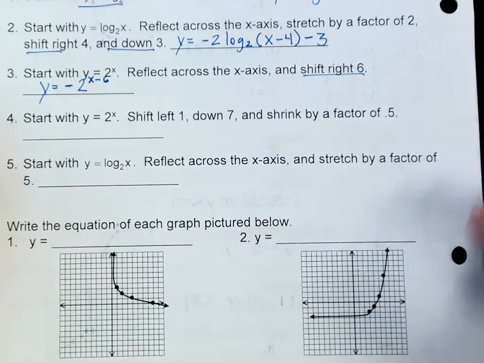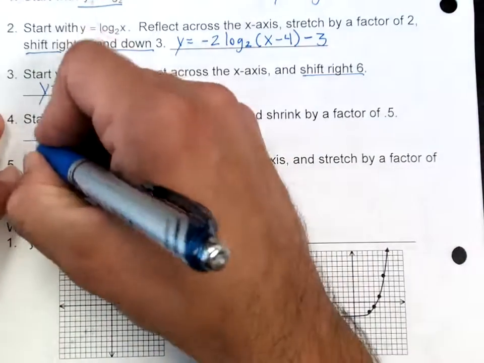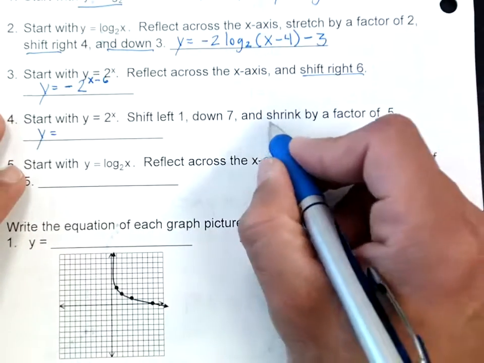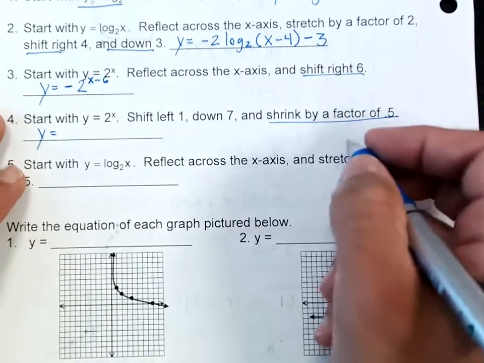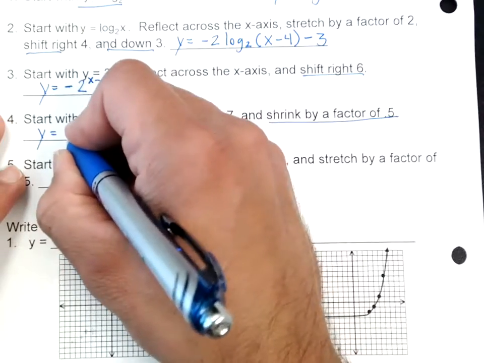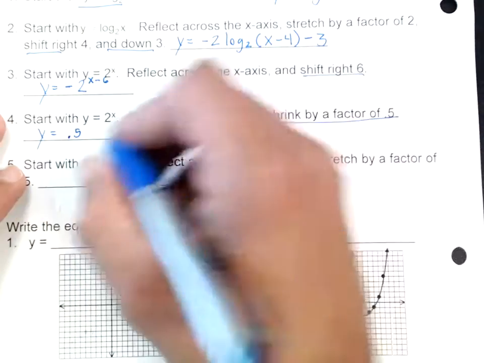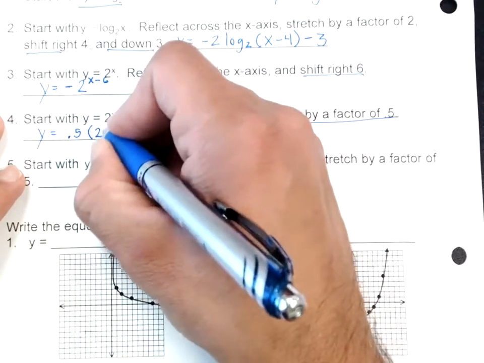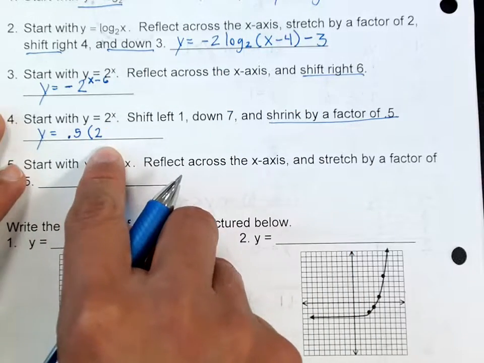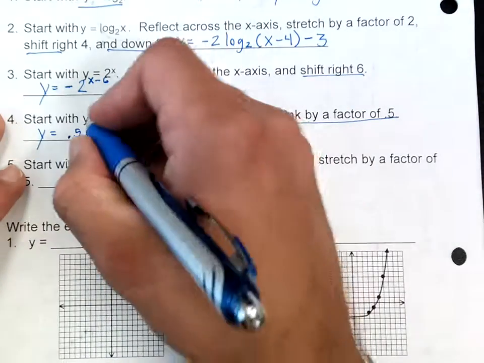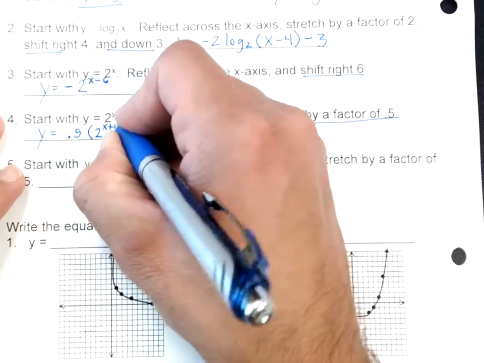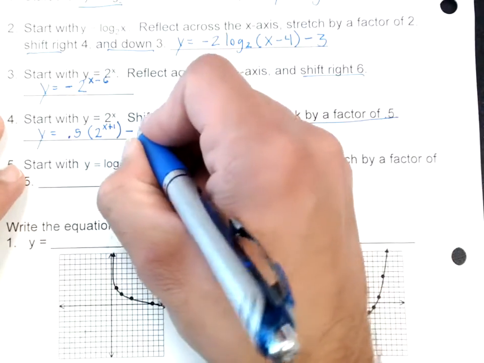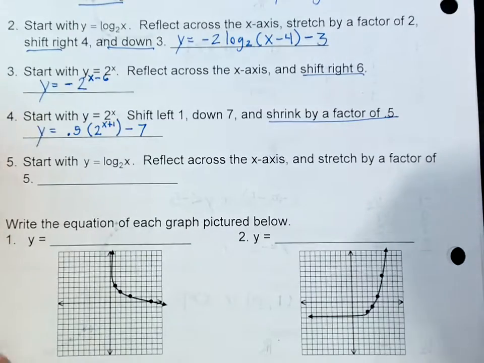Number 4. Start with y is equal to 2 to the x power. Shift left 1, down 7, shrink by a factor of 0.5. Now, I don't know why they put the shrink all the way over here, but that's what goes first. So I got 0.5. Now 2 to the x power, I have to write that in parentheses like that, so I don't get that confused. Shift left 1, so I have a plus 1, and down 7, so I have to have a minus 7 like that.